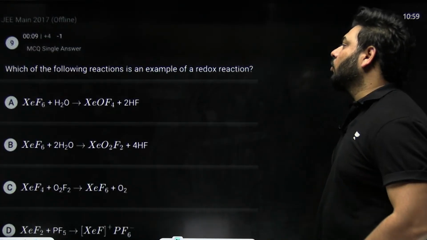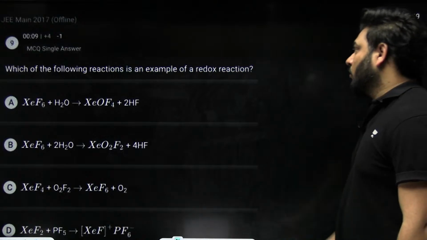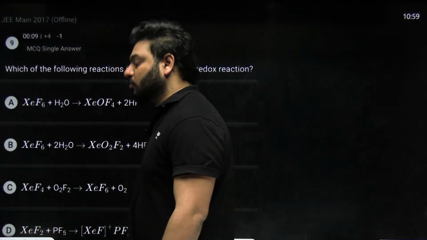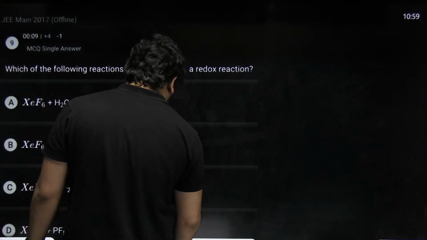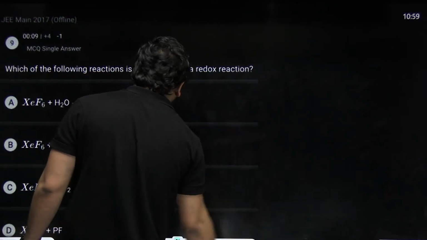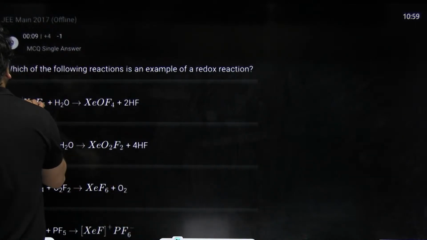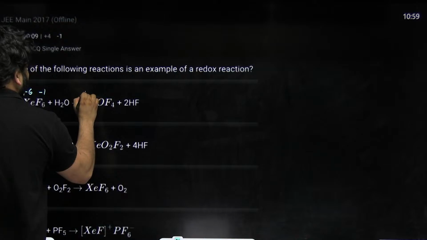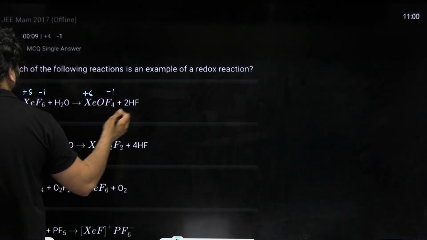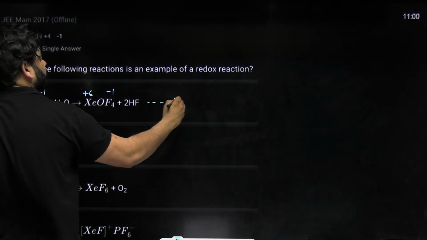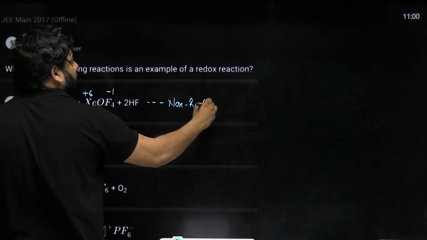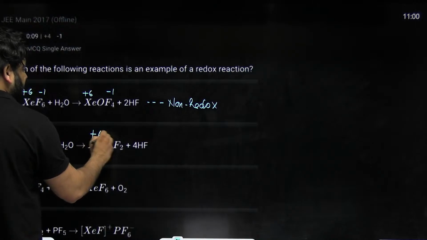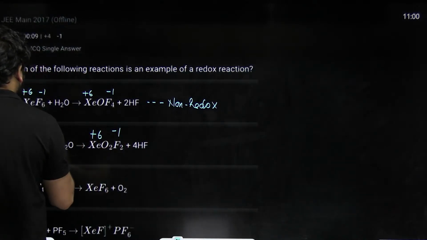Which of the following reactions is an example of redox? Redox reactions involve a change in oxidation state, so that reduction and oxidation may occur. If you find there is no oxidation or reduction occurring, no change in oxidation state, that means it's a non-redox reaction. Take an example: xenon is +6, fluorine is -1. This is non-redox. Xenon is +6, fluorine is -1.